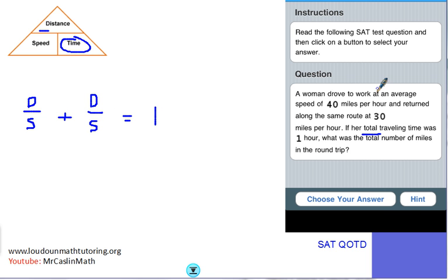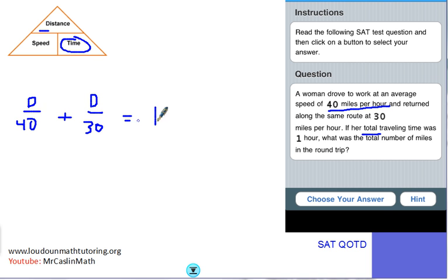Now let's fill in what we can. What other information did they give us? 40 miles per hour is a speed. So she drove 40 miles per hour to work, and she drove 30 miles an hour home from work.